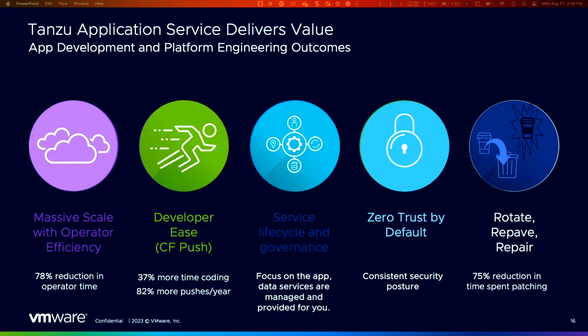Additionally, we see a lot of value from our customers with the platform. We continue to see massive operational and engineering efficiency gains. I've got a whole section on that later we can talk about. We have this concept of developer ease and developer experience. CF push really drives developers using the platform to be more productive. We have a whole service lifecycle built around backing services to make them easy to consume and govern. The platform is zero trust by default. We don't allow you to route SSH into containers that are deployed.